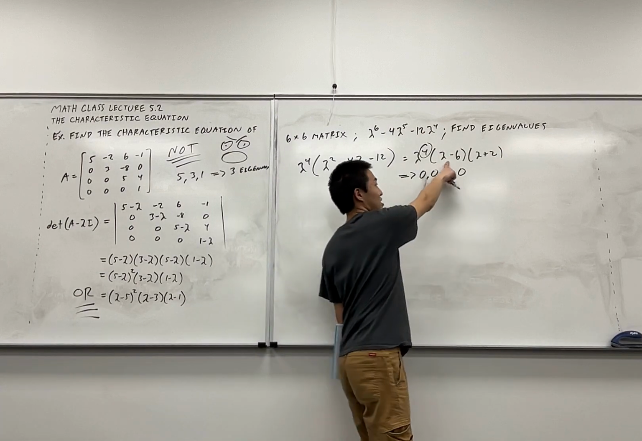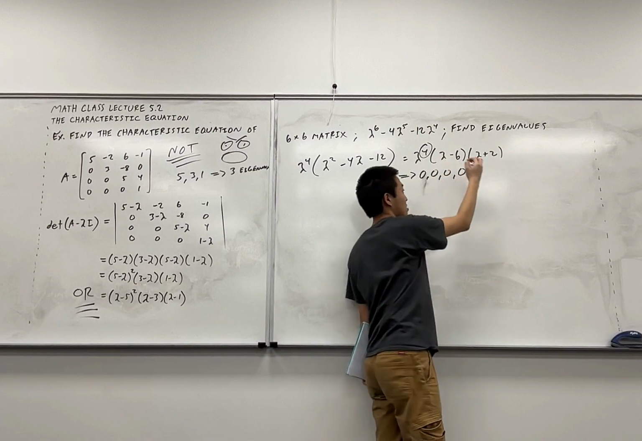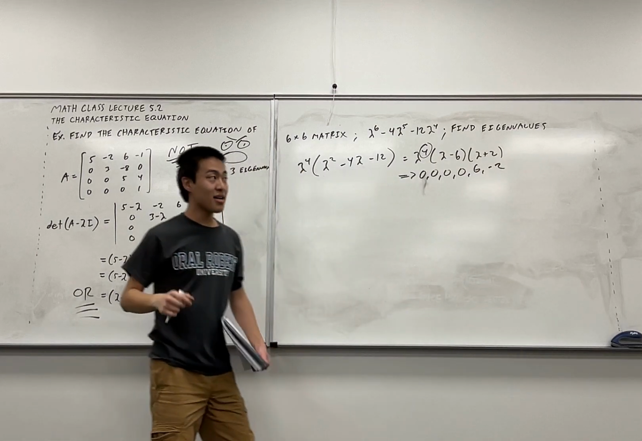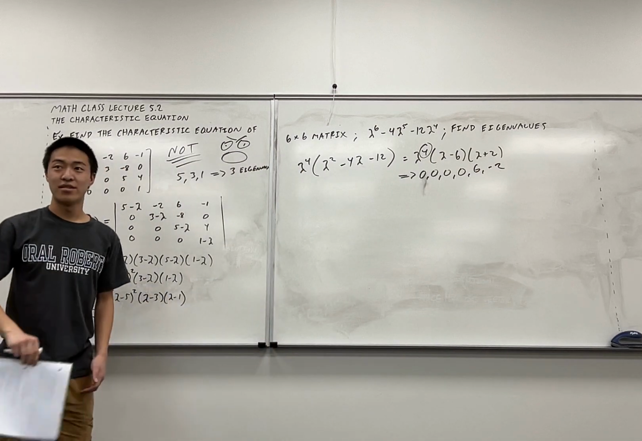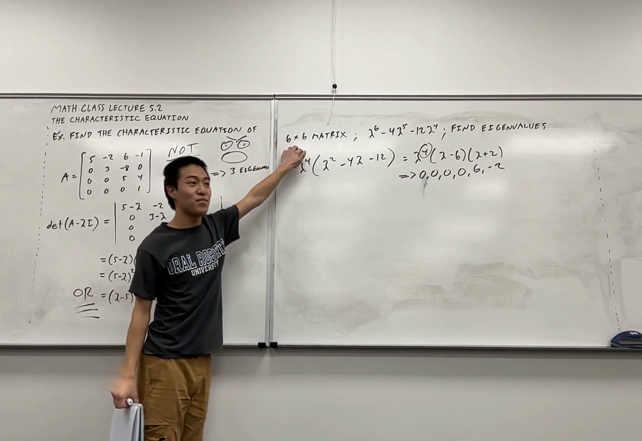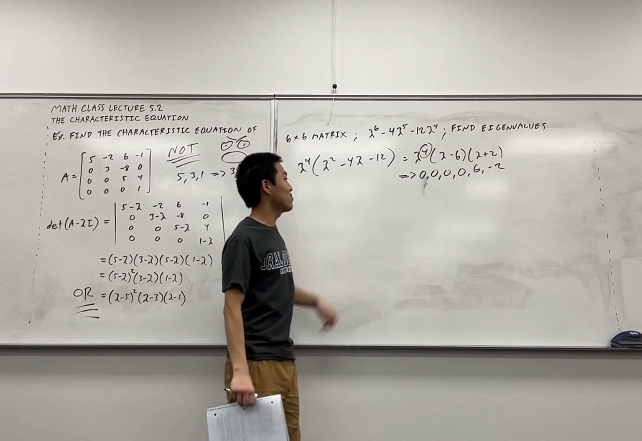Alright, what about this one? 6. 6. And what about this one? -2. Okay, so how many eigenvalues do we have? 6. So everything is happy and good with the universe. We have the same number of eigenvalues as the size of the matrix.